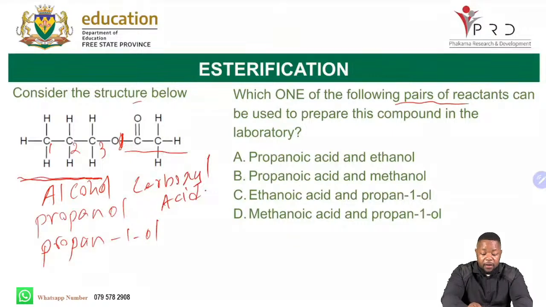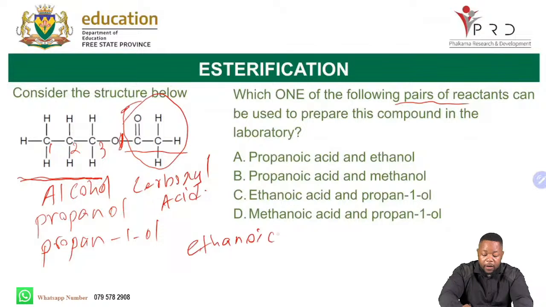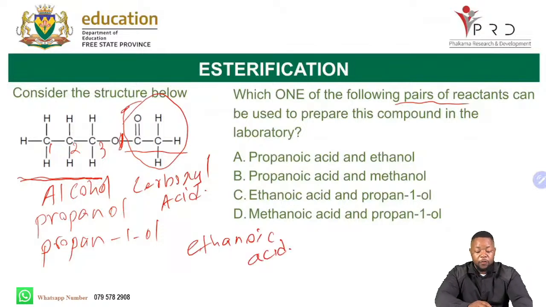And then now we can look at this part that is coming from the acid. How many carbons does it have? It has 2 carbons. Therefore, it must have been ethanoic acid. So any structure of an ester can tell us which alcohol and which acid have been used in order to prepare that ester. So now let's go on to see the options that are given in order to choose the correct answer.